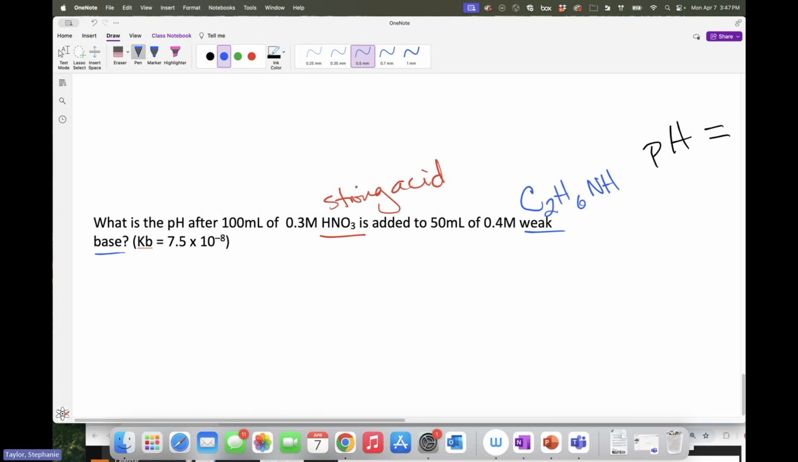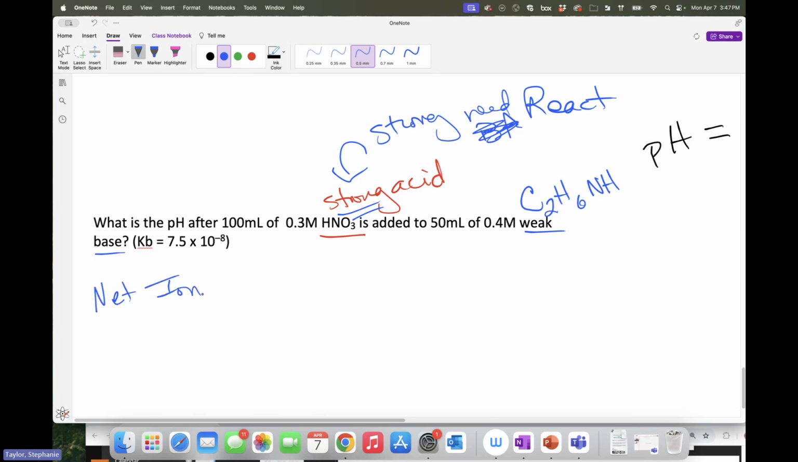So I have a strong acid. Since I have a strong species, strong needs a BCA table, need to react. So that's what I'm going to do. So I'm just going to go ahead and write the net ionic equation to start off with. I did a demonstration of that earlier, but I'm just going to go ahead and write the net ionic. So get rid of that nitrate anion essentially.